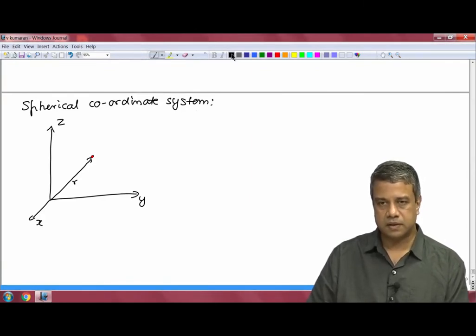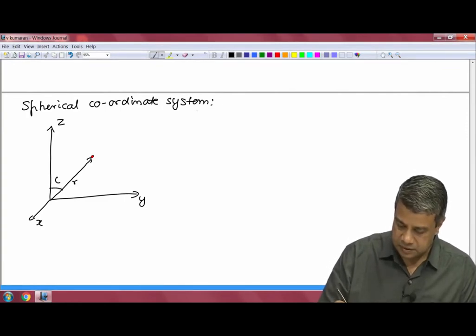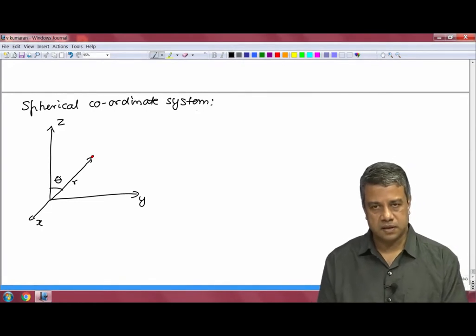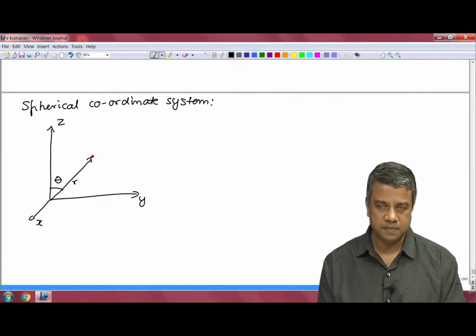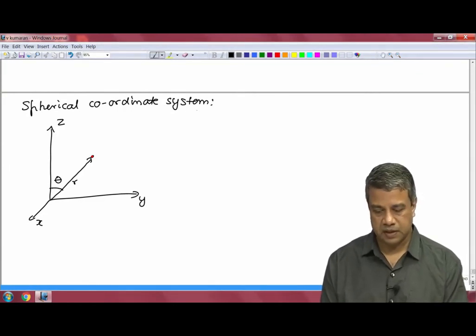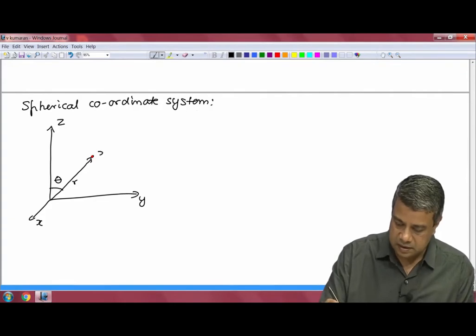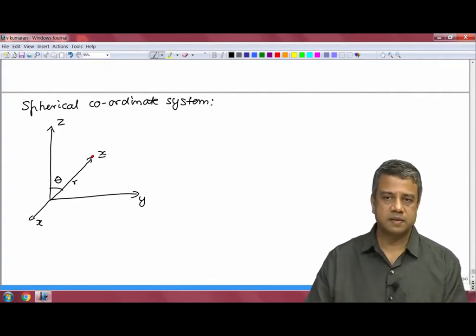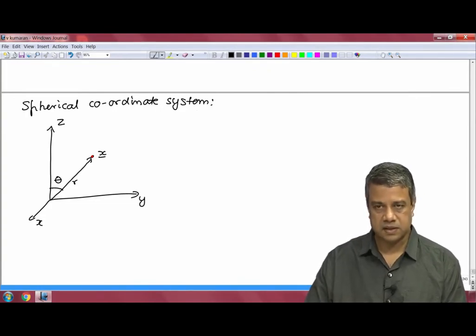In a spherical coordinate system, the other two coordinates are, first, theta. This is called the azimuthal coordinate theta. It is the angle made by the displacement vector with the z axis. The angle made by the displacement of the location x from the center. So, this vector displacement is x. That vector makes an angle theta with the z axis. So, that is the second coordinate.